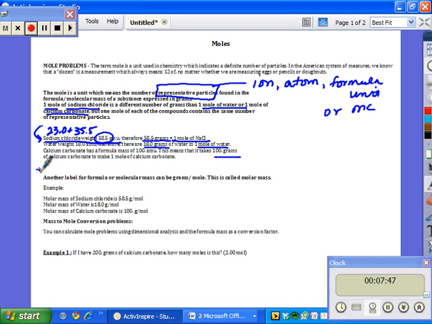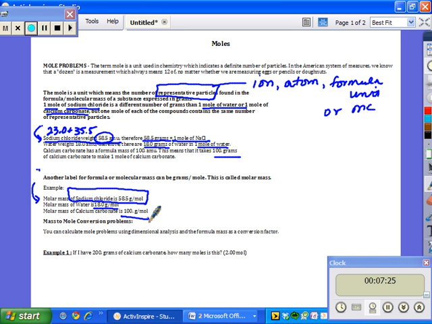Another label could be just grams per mole. So down here, the molar mass of sodium chloride is 58.5 grams per mole. That means 1 mole of sodium chloride has a mass of 58.5 grams, just like water, 18 grams per mole, and calcium carbonate, 100 grams per mole. So let's dive into the first problem.